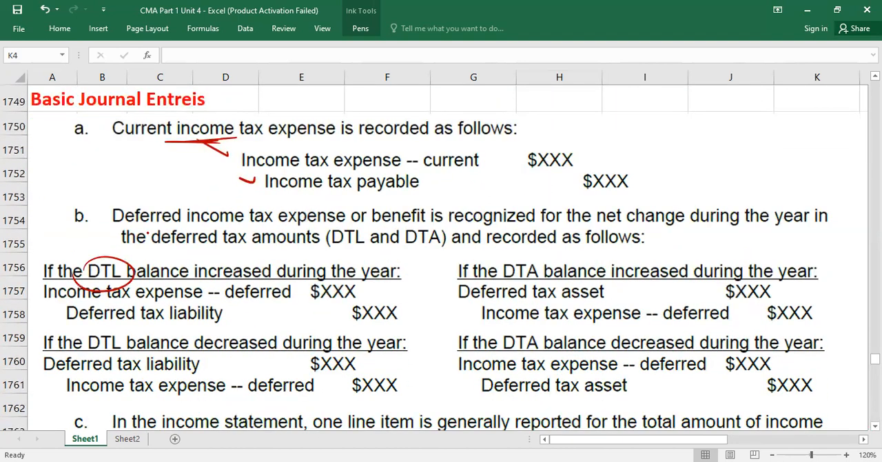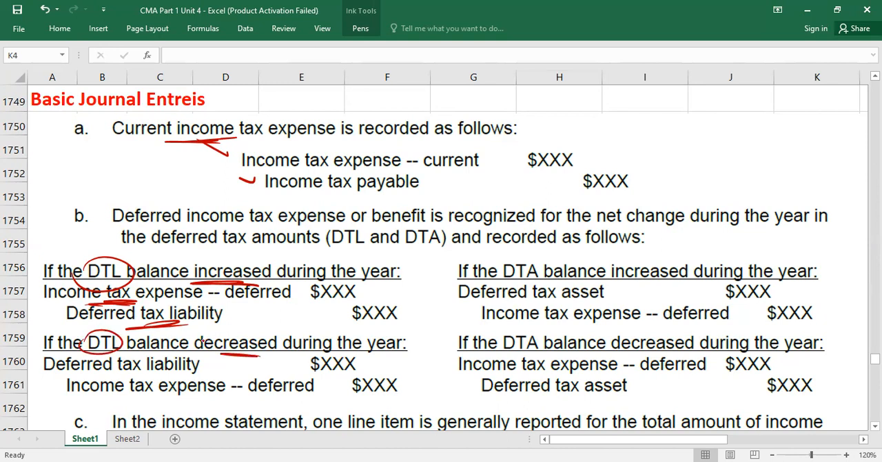Now you are working with the deferred tax liability. If deferred tax liability has increased, then since liability is always credit, the credit goes to deferred tax liability. Then what will be the debit? If you know one side, the second side will go to income tax expense. It means whenever liability increases, tax expense also increases, because expense is debit. Agreed or not? Right or wrong?